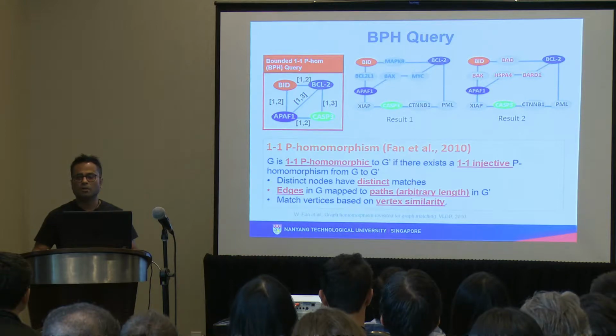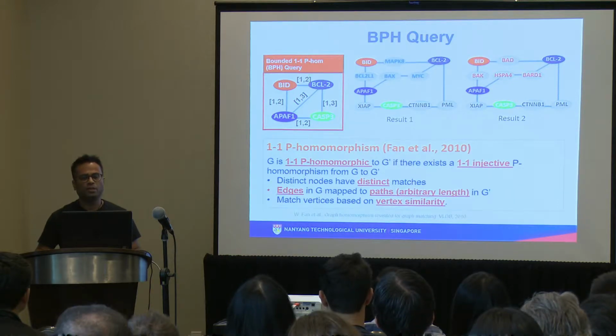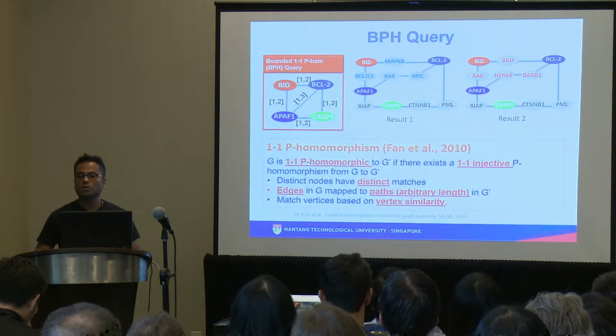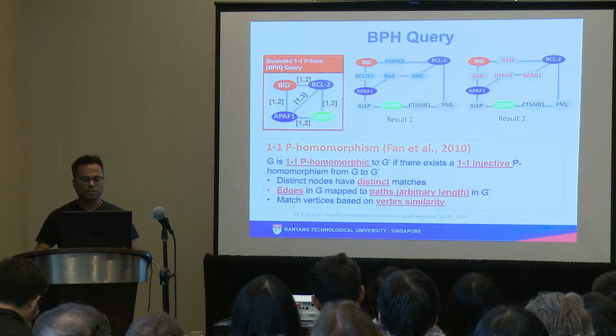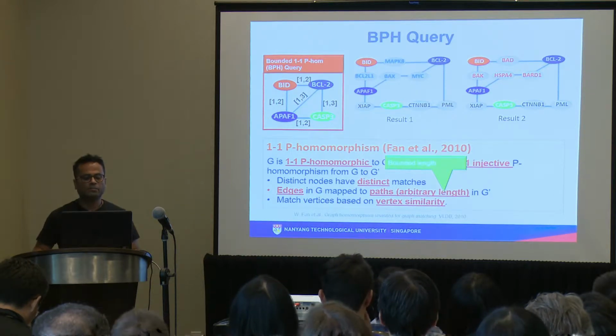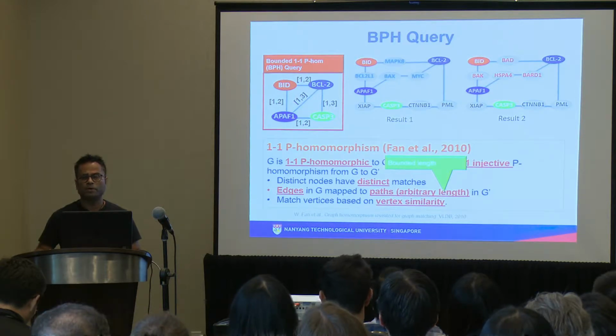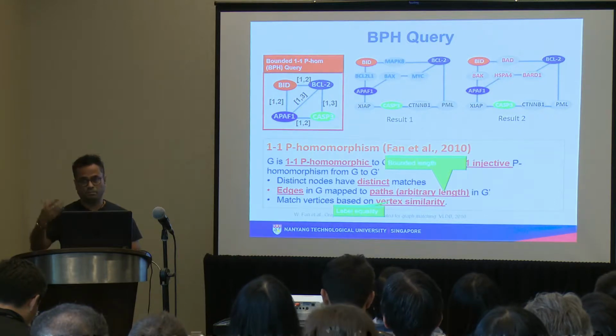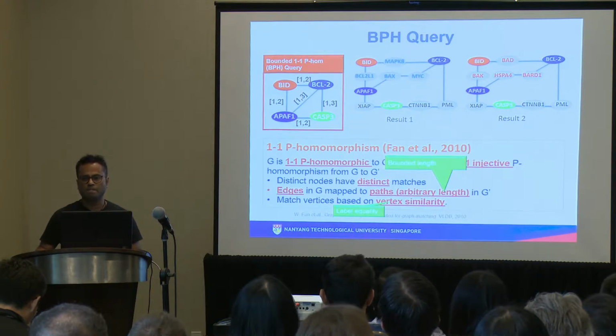Now, if this query looks very familiar to some of you, it is indeed so, because it is derived from 1-1 P-Hom, which was introduced by Fan et al. in VLDB 2010. What differs here is that, instead of mapping edges in the query to paths of arbitrary length, we are mapping them to bounded-length paths. And second, instead of matching vertices based on vertex similarity, we are matching based on label equality.